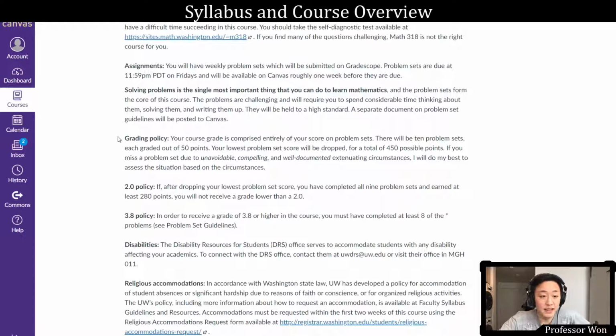Also, because this is a remote COVID quarter, your course grade is entirely based on your score on problem sets. So there's 10 problem sets, 1 per week. Each one will have 5 problems. Each of those problems is worth 10 points, so each problem set is worth 50 points. At the end of the quarter, the lowest problem set will be dropped. So there are 450 possible problem set points, and that will determine your grade in the course.